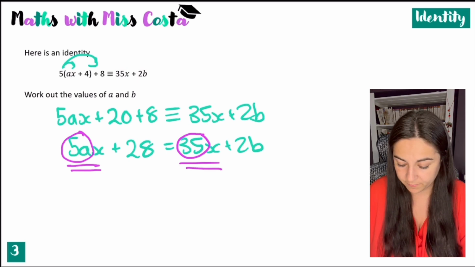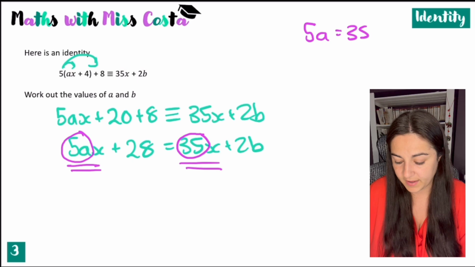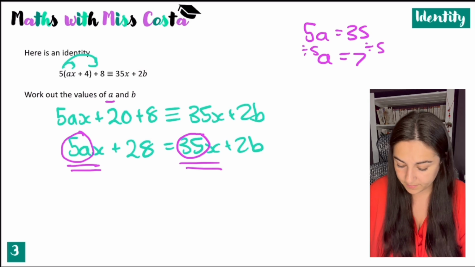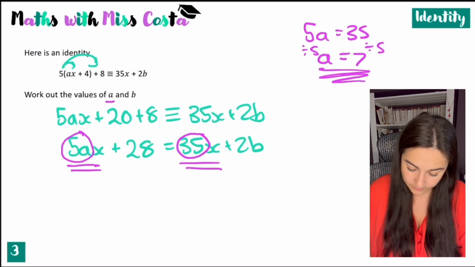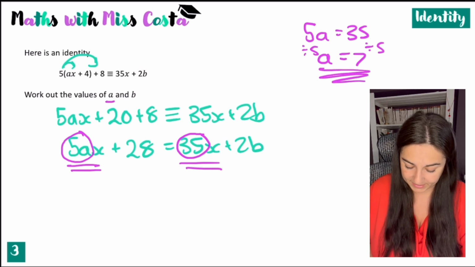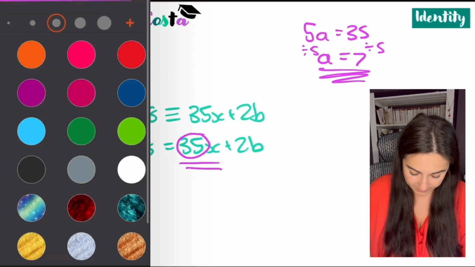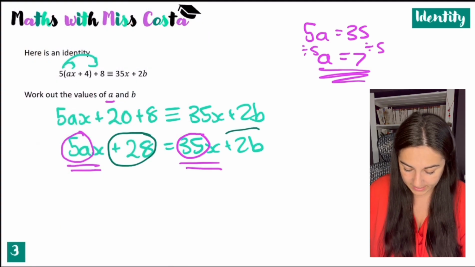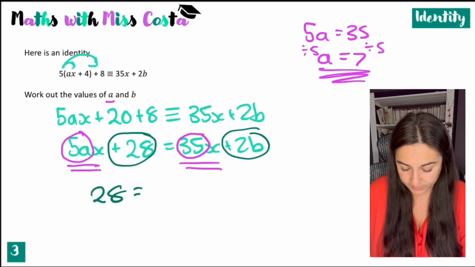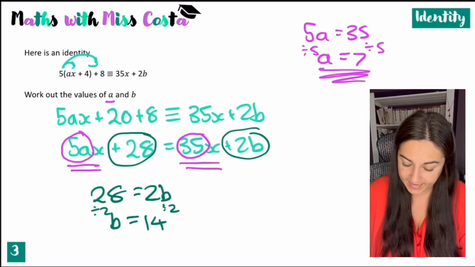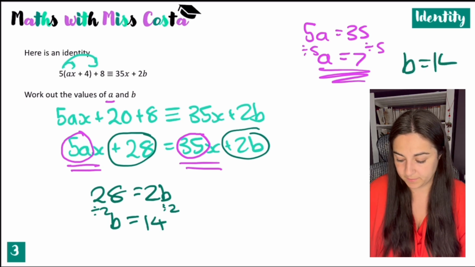So therefore, if 5a equals 35, a must be 7. We divide both sides by 5. So I know that the value of a must be 7 because 5 times 7 is the same as 35. And I know that 28, therefore, must be equivalent to 2b. So 28 equals 2b. Therefore, b must be, divide both sides by 2, 14. So you've got the values of a is 7 and b is 14.